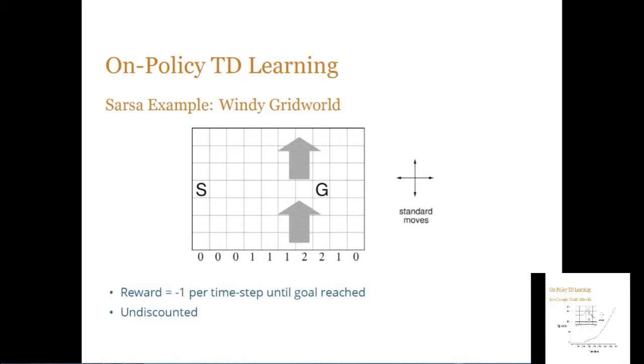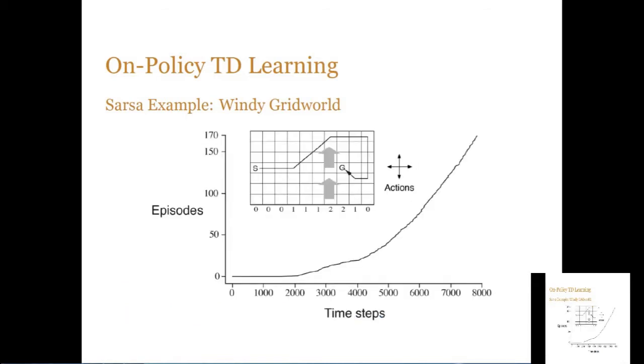We can run SARSA, and let's see what happens. This is the policy that is found, and this is the optimal policy, which consists of going straight and then taking a detour and reaching the goal from the other side. Because of the wind, it doesn't find the shortest path. And this is what you observe if you plot the number of episodes finished as a function of time steps.